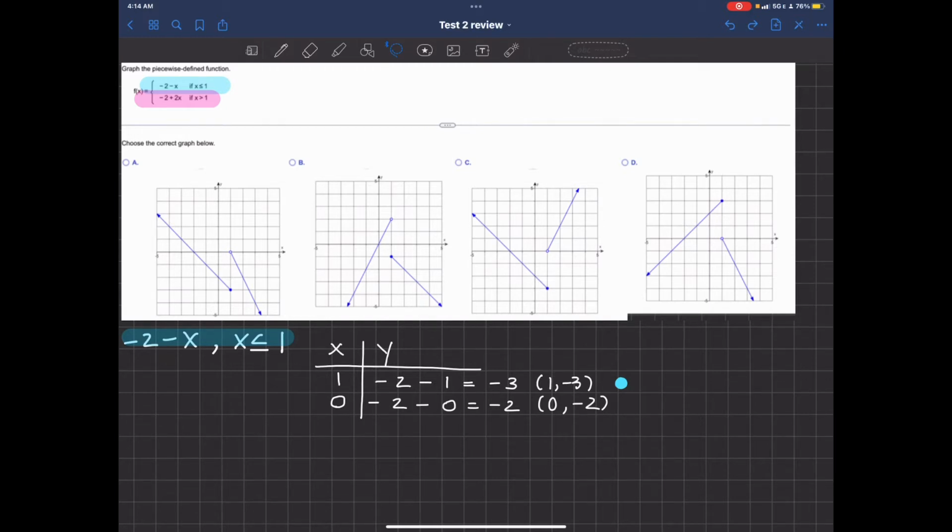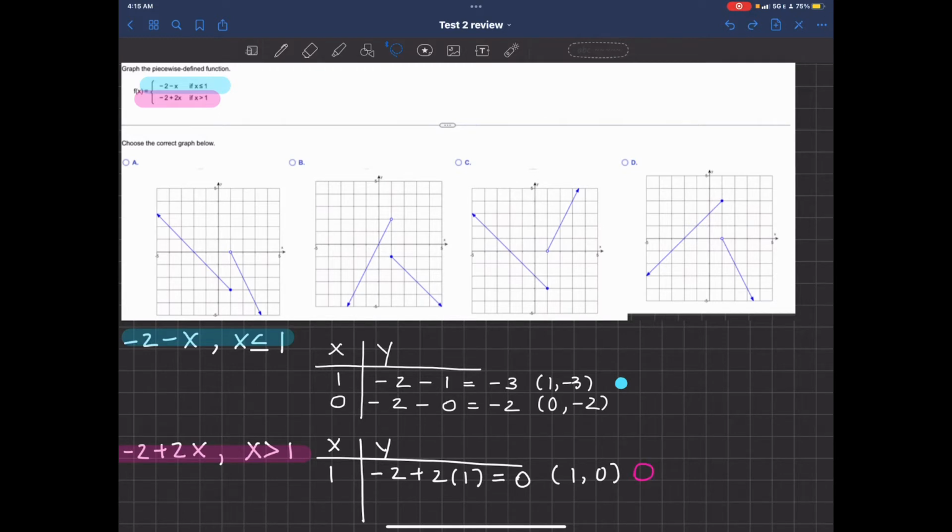Okay, let's graph the second piece. -2 plus 2x, if x is greater than 1. So let's make a table. We need to include the 1. And remember, this is going to be an open space. So I'm going to have -2 plus 2 times 1. And that's going to equal -2 plus 2. That's going to equal 0. Our ordered pair there will be 1, 0, and it will be open.